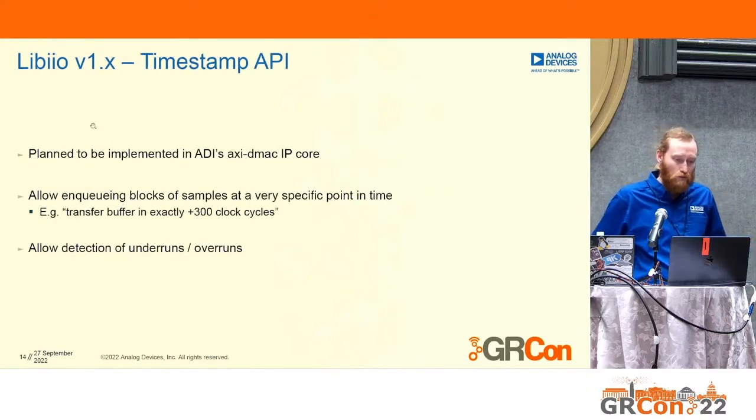A quick slide: something we've been working on is the timestamp API. It's not implemented yet. Basically, it would allow scheduling transfers. For instance, we could say, let's transfer this block of samples in exactly 300 cycles from now. It will also allow the application to detect underruns and overruns, because right now with Libiio, that's not something that can be done.